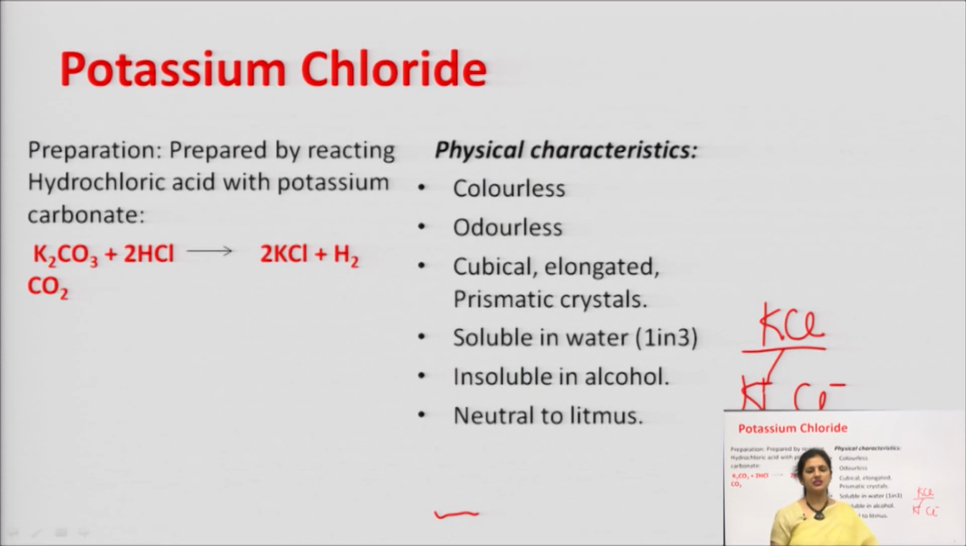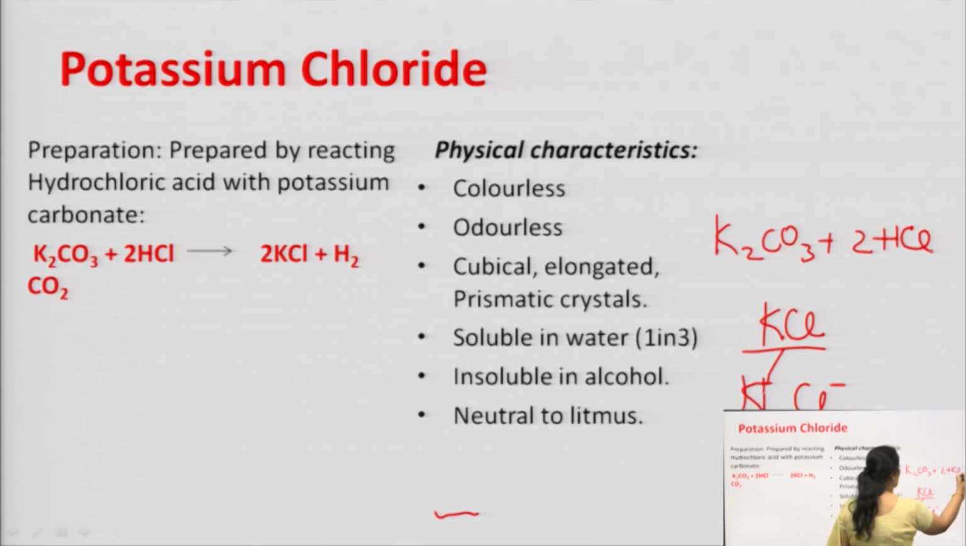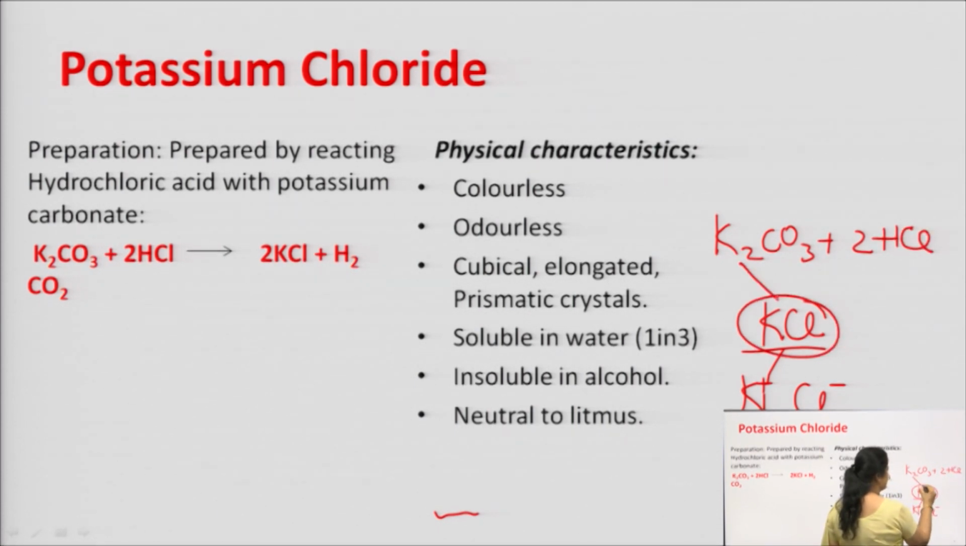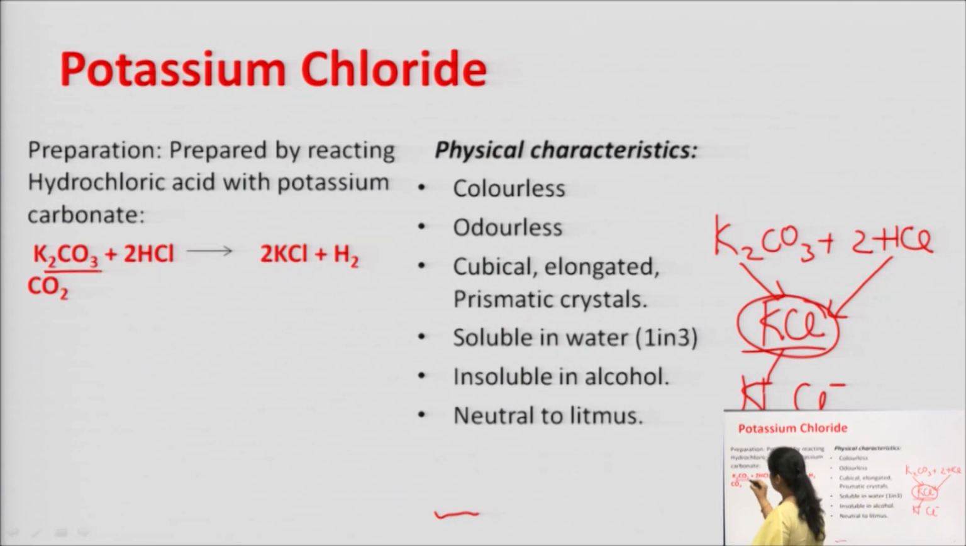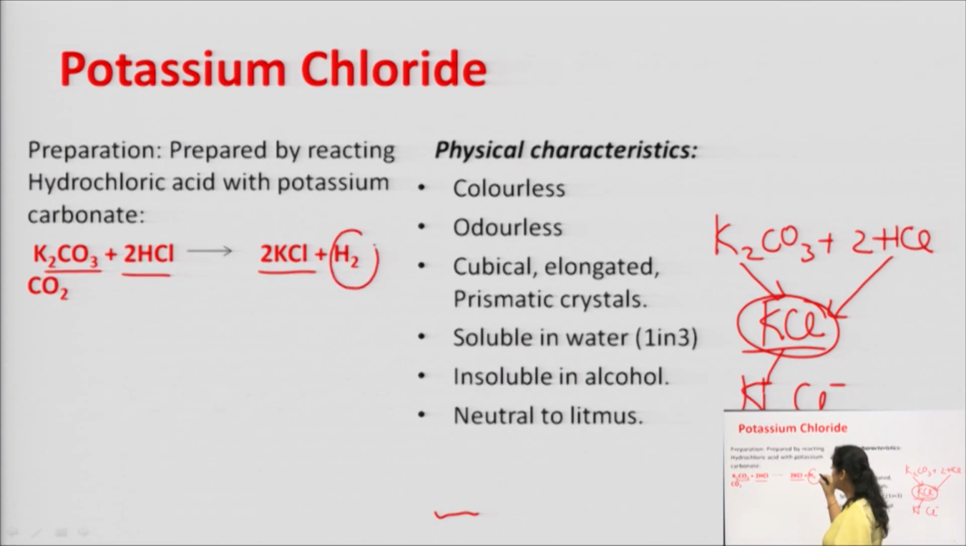Now the method of preparation of potassium chloride involves the reaction between potassium carbonate and HCl. What do we need? We need KCl. So, K comes from potassium carbonate and chloride comes from HCl. The reaction is: potassium carbonate reacts with 2 moles of hydrochloric acid giving 2 moles of potassium chloride. Hydrogen gas is evolved as well as carbon dioxide as a byproduct. This is the method of potassium chloride preparation.